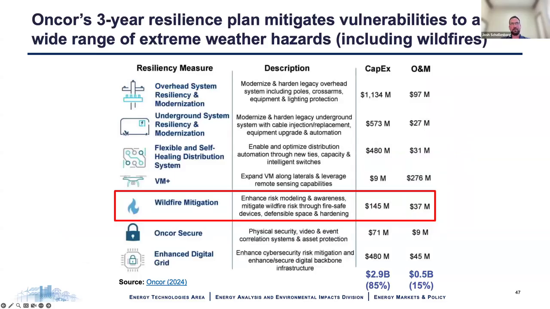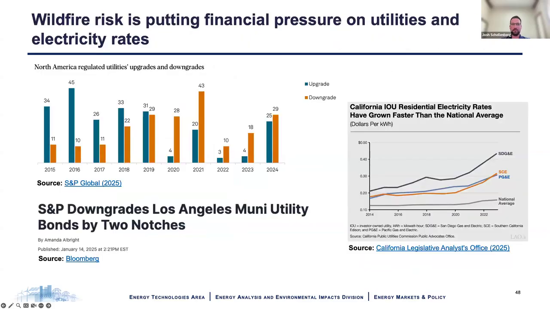And then we have this example from Encore, which is a utility in Texas, just showing the very large scale of wildfire mitigation related investment that came out of their resilience plan based on the all hazards analysis that they did under the Texas resilience plan requirements that I talked about earlier. So even for this utility in Texas that had major vulnerabilities to storms and hurricanes, wildfire definitely rises to the top as a major area of investment for them.